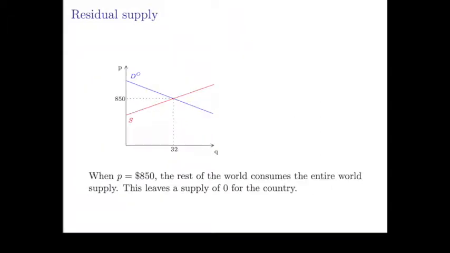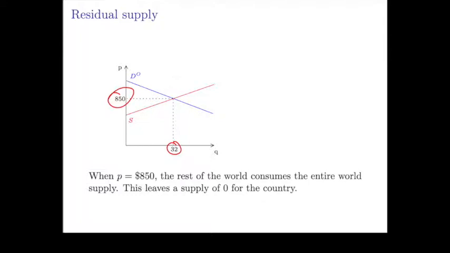So let's look at an example. Let's say D_O is this curve here, and S is this curve here, and the equilibrium should the country that we're doing the analysis from the perspective of not exist, then the equilibrium would be the quantity 32 and the price 850. So if there's no demand from our perspective, then the equilibrium price would be 850.